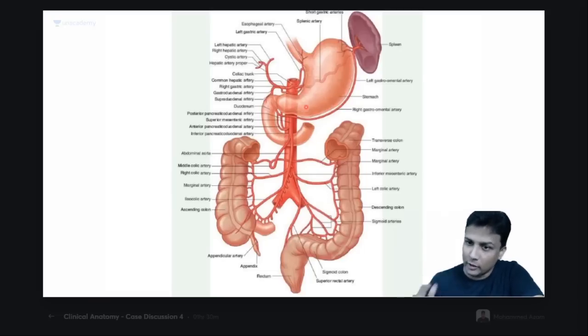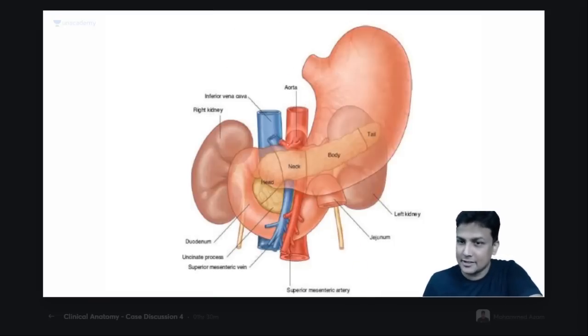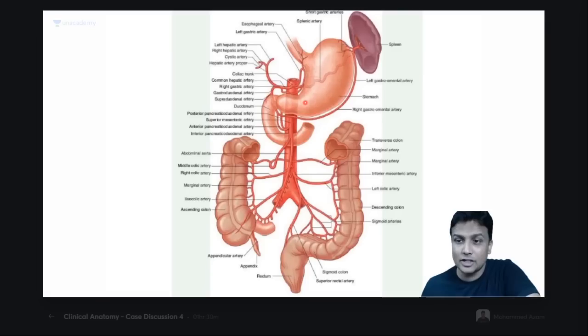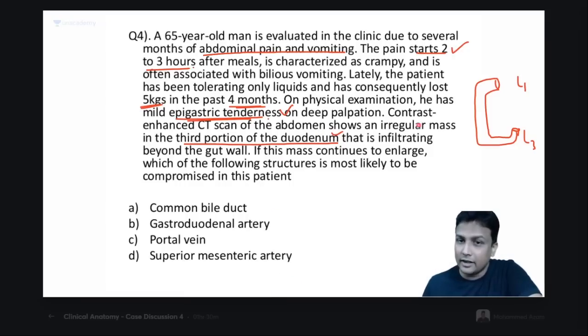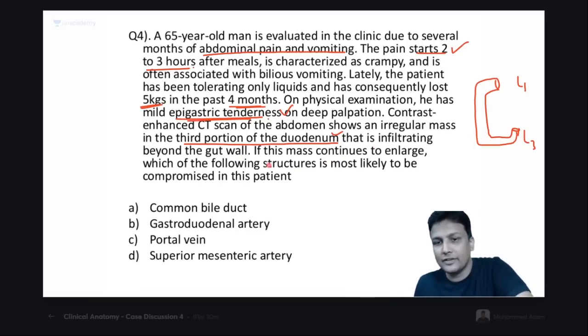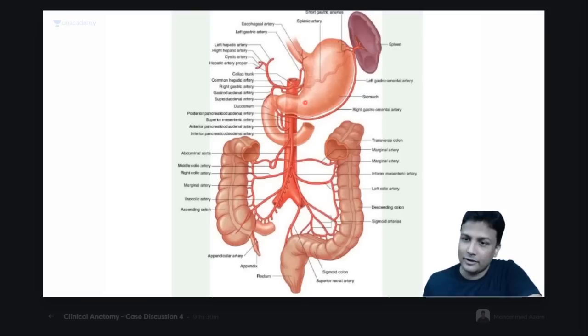थोड़ा सा इसको मैं zoom करता हूँ. If I zoom that one, the diagram will become something like this. So this will be your superior mesenteric artery here. You can clearly see it's coming out from where? Yes, it's overlapping the uncinate process of the pancreas as well as the third part of the duodenum. Now tell me, what is the explanation given there? Yes, there's an irregular mass in the third part of the duodenum and it is infiltrating, penetrating beyond the gut wall. If the mass enlarges, which artery will be compromised? Remember, it will be your superior mesenteric artery, because it is the one related to the third part of the duodenum. So are you able to understand the correlation there?